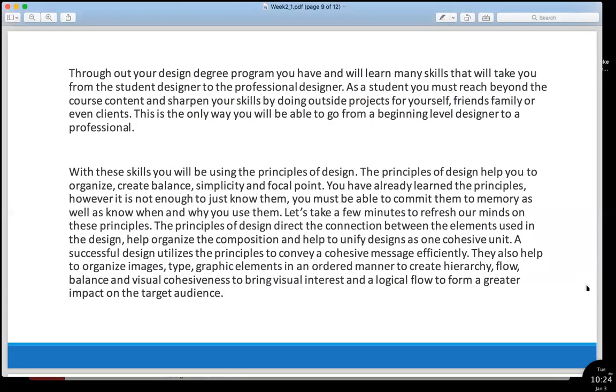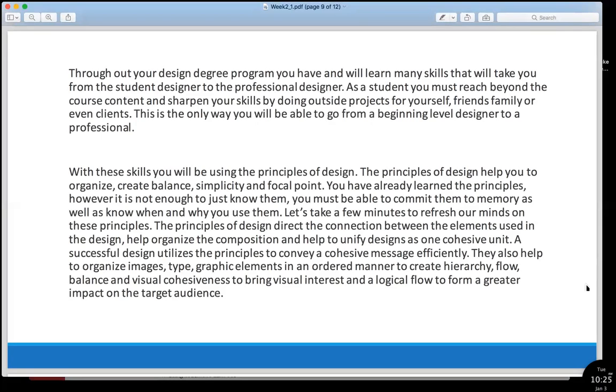With these skills, you'll be using the principles of design. The principles of design help you to organize, create balance, simplicity, and focal point. You have already learned the principles. However, it's not enough to just know them. You must be able to commit them to memory as well as know when and why you use them. So we're going to take a few minutes to refresh our minds on the principles. And I know we already talked about this last week, but we're looking at revisions again. We want to really make sure that we're focusing on these principles.